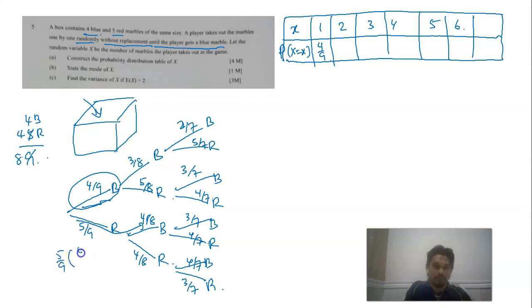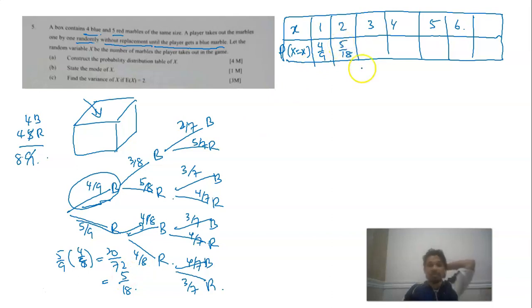5/9 times 4/8 equals 5 times 4 equals 20, divided by 9 times 8 equals 72, or we can simplify it as 5/18. So I pick the first ball, which is red, so I put it outside the box, and I pick another one, then suddenly I get a blue ball, then I stop. So the first ball is red and the second ball is blue, which is 5/18.